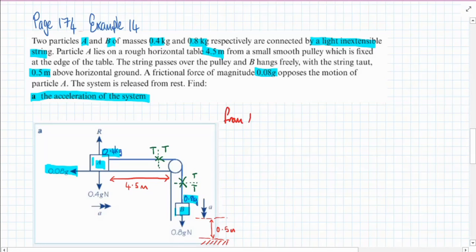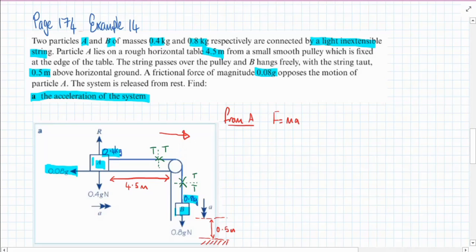From the point of view of A, I am considering now everything from A all the way up to my rope break. This is essentially what A sees. Same strategy involved for our tension problems. We use Newton's second law, F equals ma. I know that A is moving in this direction.